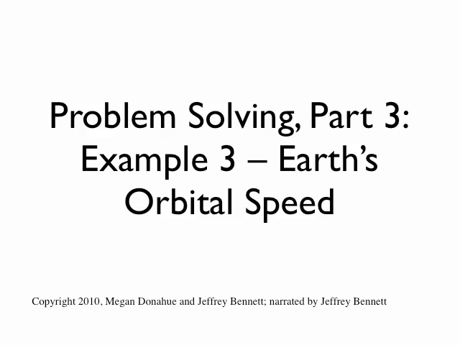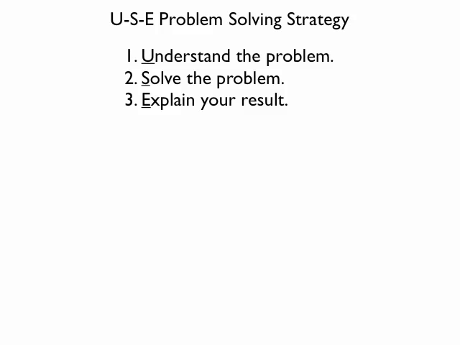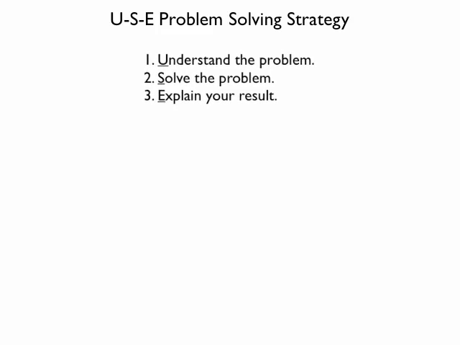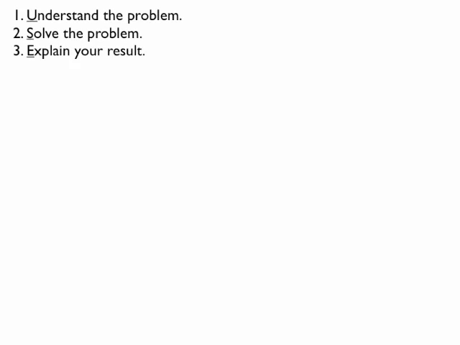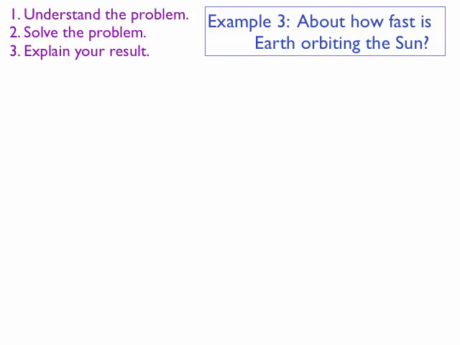We continue to work examples with our understand, solve, and explain strategy. Again, we'll keep the strategy in the corner. Example 3. About how fast is Earth orbiting the Sun? Step 1 is understanding the problem.